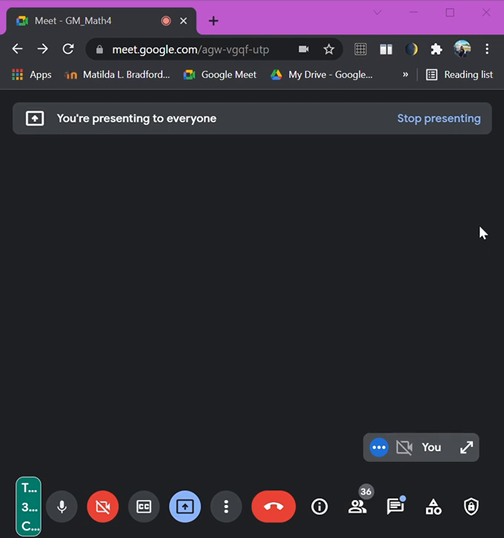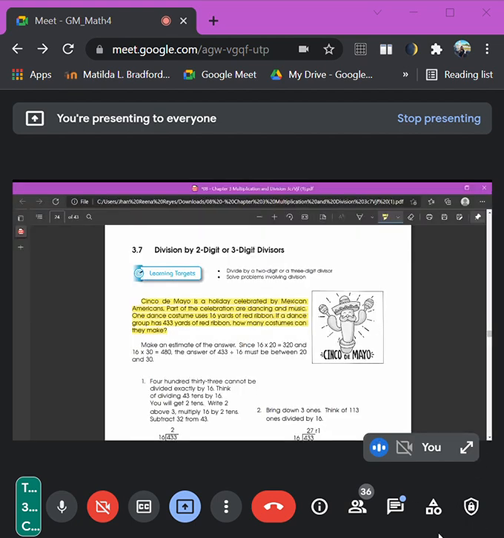Okay, so now class, in dividing this, since we have 433 and then 16, the first thing that we are going to do is to identify first what is our divisor and what is our dividend. Okay? So asa atong divisor, asa atong dividend ani. So let's take a look sa tuang problem. Asa kaha ato ang divisor ana class?